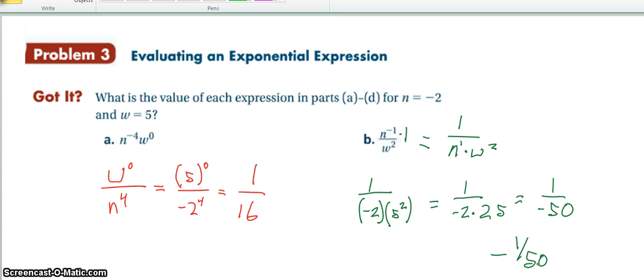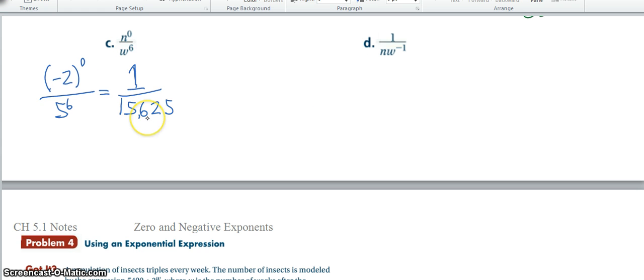Go ahead and try the next couple problems. Pause the video and go for those on your own. Hopefully for C, this is what you figured out. When I plug in negative 2 for n, I have negative 2 to the 0, which gives me 1. When I plug in 5 for w, I have 5 to the 6, which gives me 15,625. That is a very small fraction. If you have not tried D on your own, do so now.